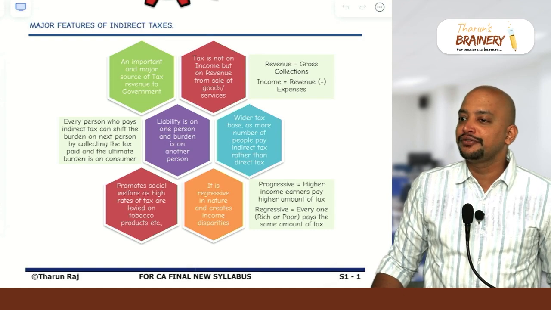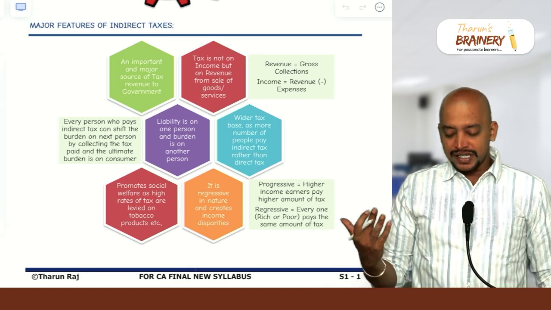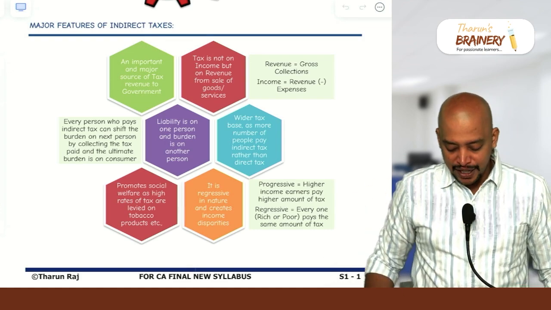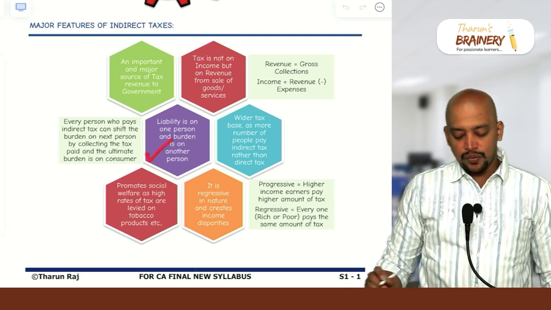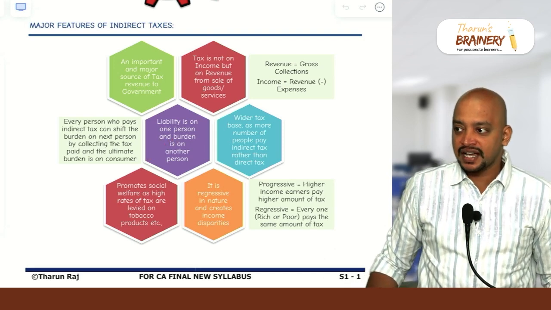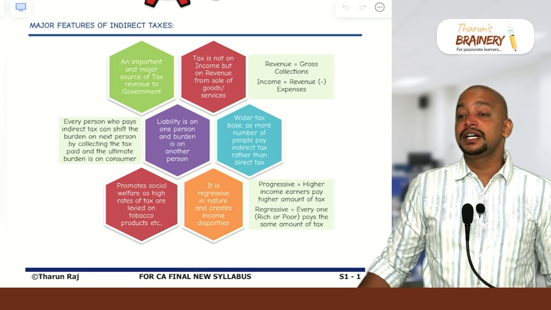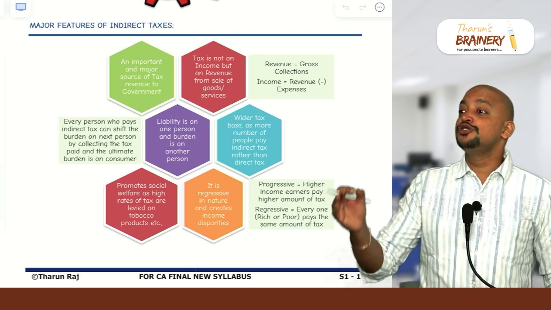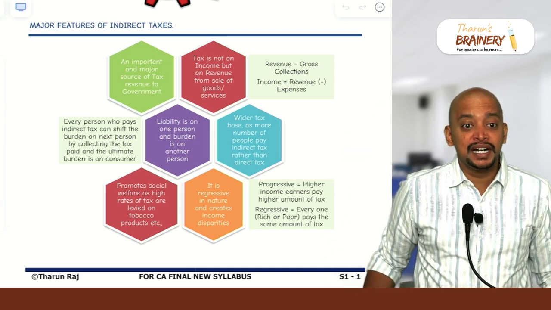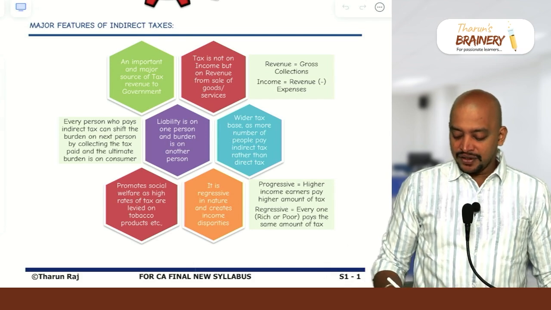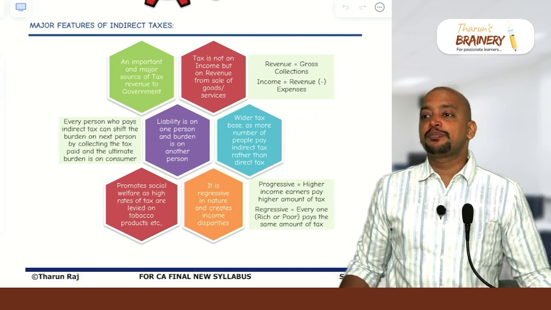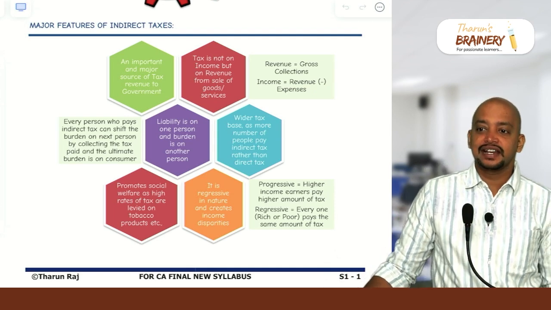Will you agree? Because the share of indirect tax is high compared to income tax. Liability is on one person and burden is on another person, correct? And who will have the ultimate burden? Consumer. Who will have the ultimate burden? Consumer. And it is a wider tax base as more people are covered under indirect taxes, correct?